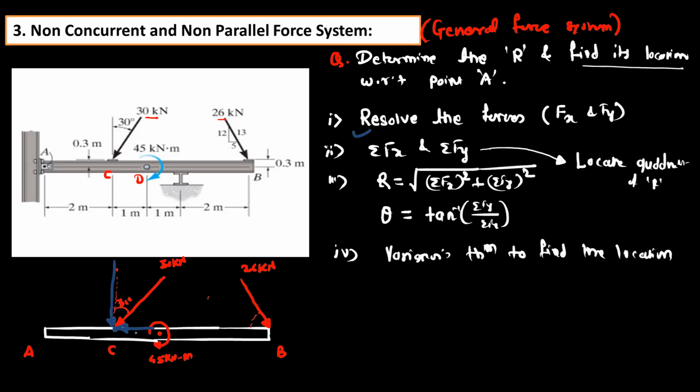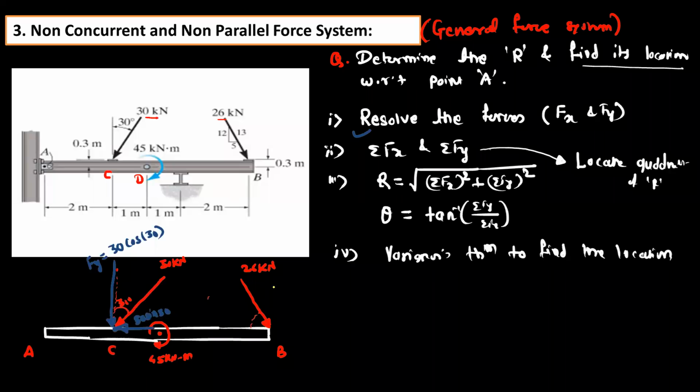Here the Y component is the adjacent component to the angle of 30 degrees. So this component will be the cos component. I will write here Fy equals the force, 30 kilonewton, times cos 30. Its X component is the opposite component. So this will be 30 sin 30. Next, the resultant of 26 kilonewton.